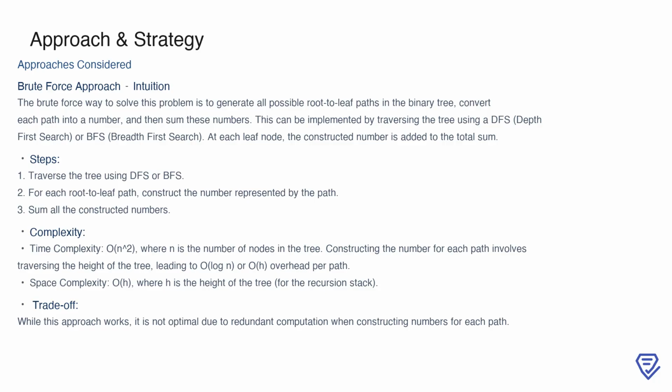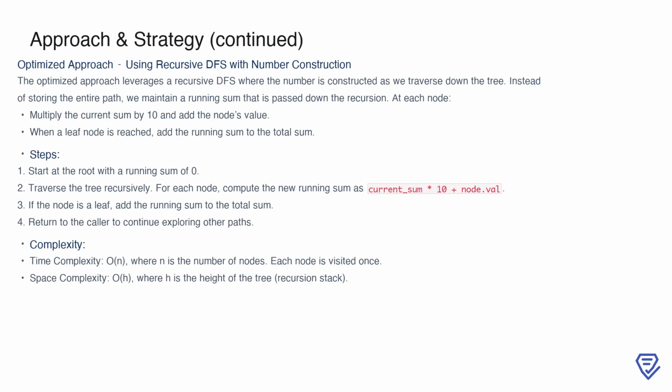However, this approach has some drawbacks. The time complexity can be as high as n squared, because for each path, we perform additional work proportional to the height of the tree. The space complexity is h, where h is the tree's height, due to the recursion stack. While this method is intuitive, it involves redundant computations when reconstructing path numbers repeatedly, which makes it less efficient for larger trees.